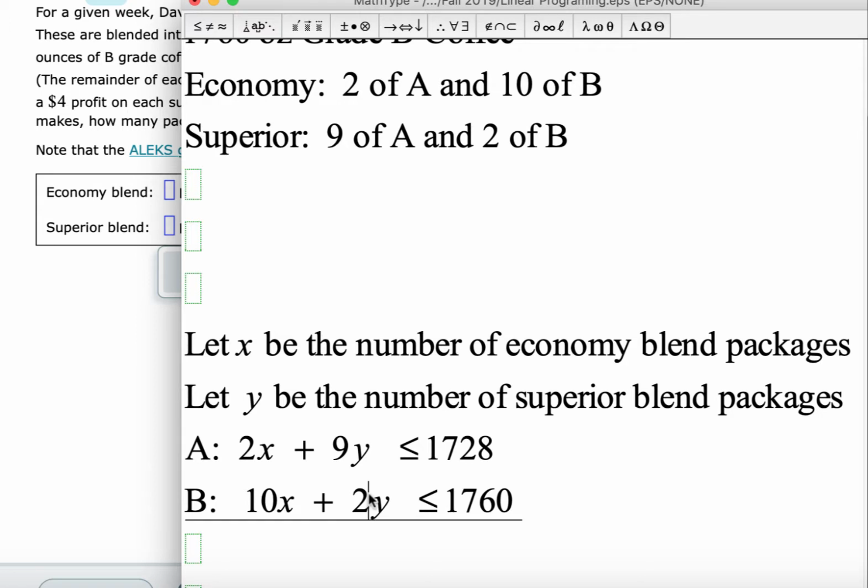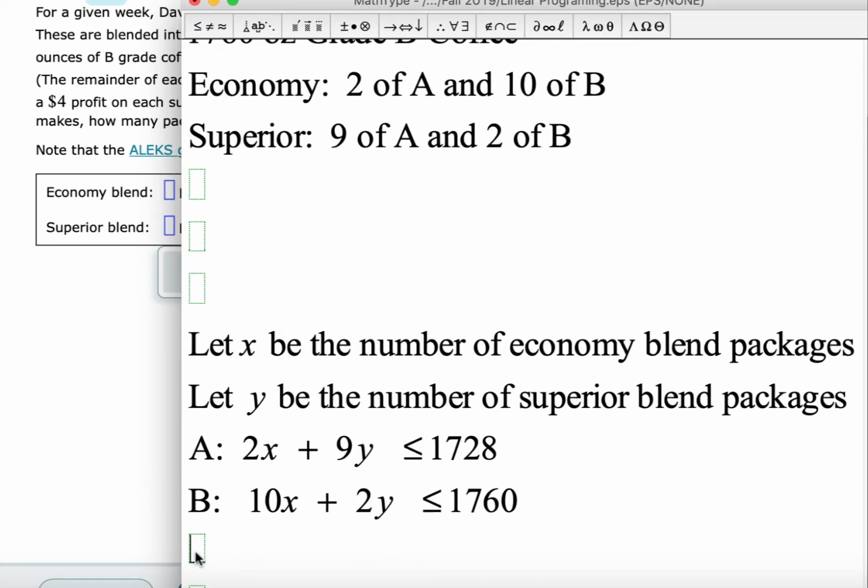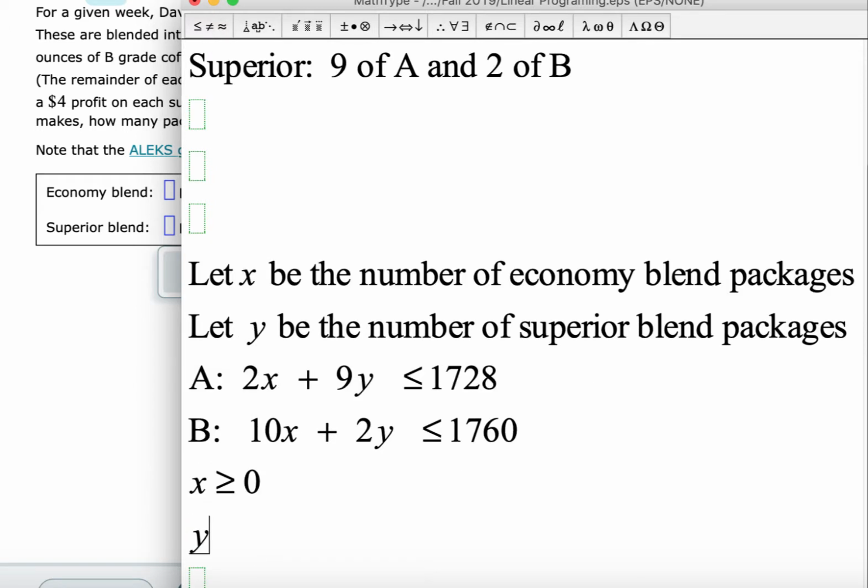And in this problem, they ask us to use the graphing calculator to solve the problem. There's another implicit inequality that's given. Because we're talking about blends or packages of coffee, it wouldn't make sense to have a negative number of packages of the economy blend or a negative number for the superior blend. So even though it's not stated explicitly, it's understood that X is going to be greater than or equal to 0, and that's also true for Y, meaning that our answer should only be in the first quadrant.